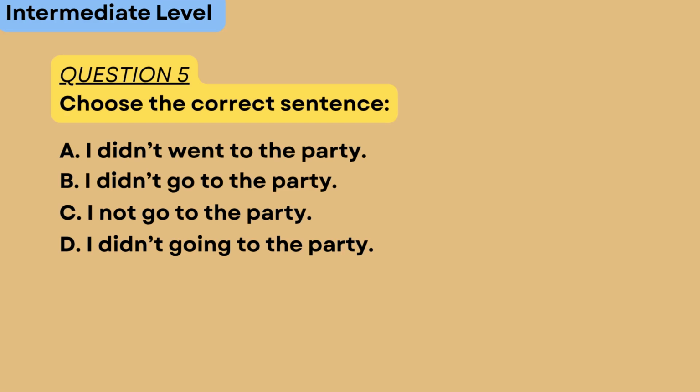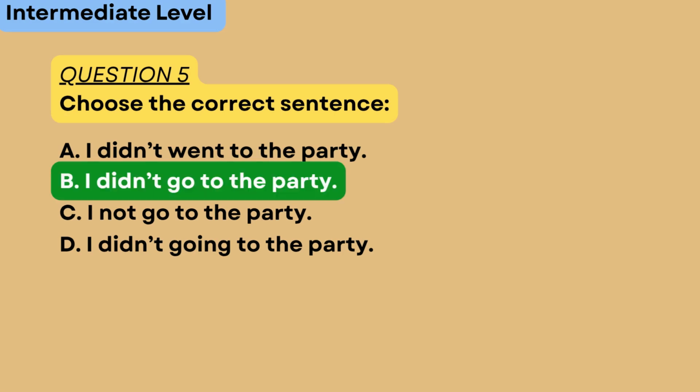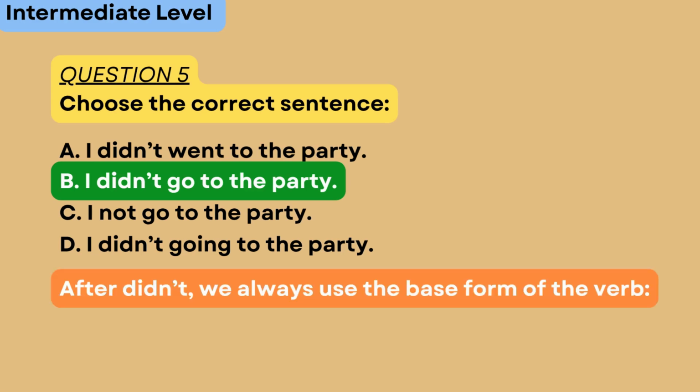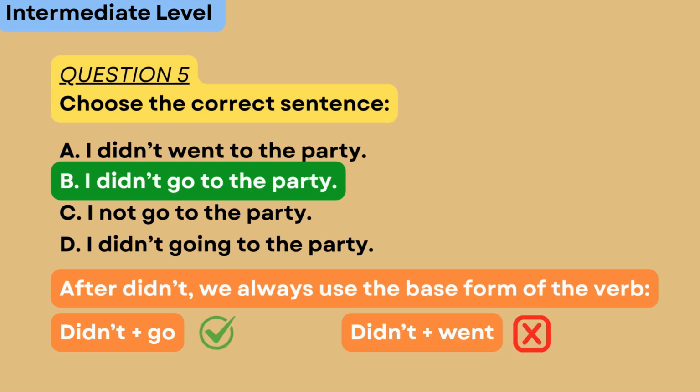Yes, it's option B. I didn't go to the party. After didn't, we always use the base form of the verb, didn't and then go. Because this is the past simple tense. Didn't go is correct. Didn't went is wrong.